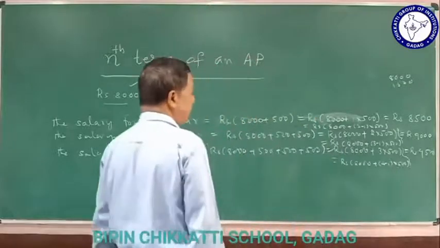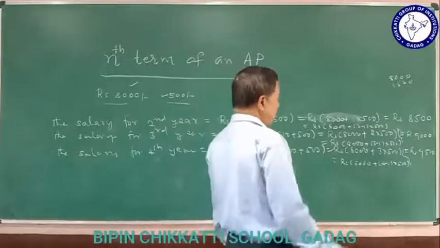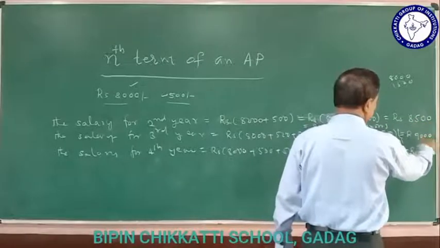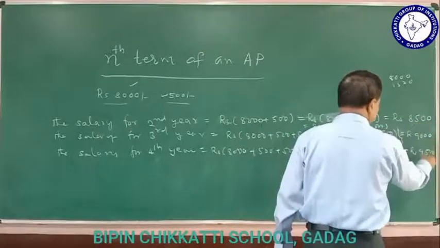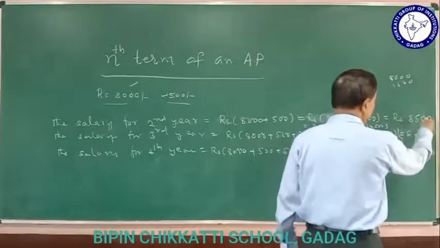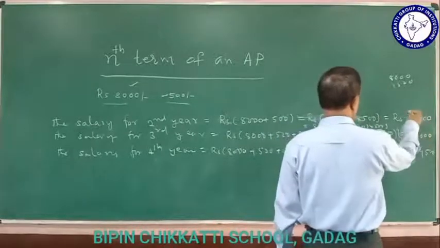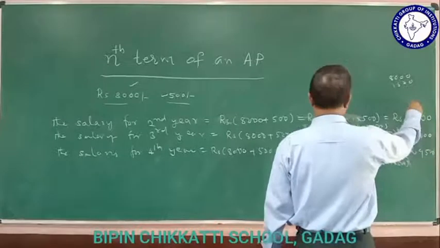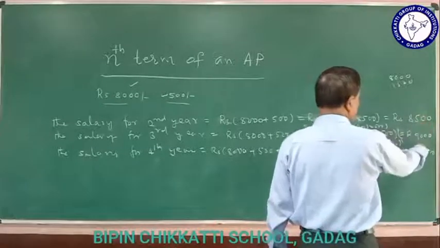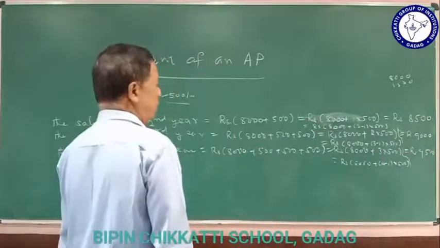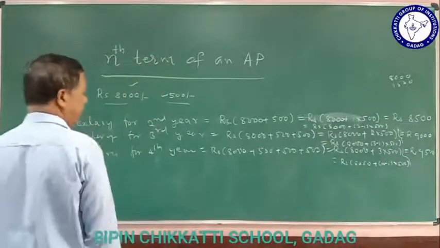Now, why am I writing this? Try to understand: the numbers we have obtained here, 8,500, 9,000, 9,500, are in AP. The numbers you have got are in AP because their common difference is the same. The first term is 8,000 and the difference is 500 each time. So the numbers are in AP.